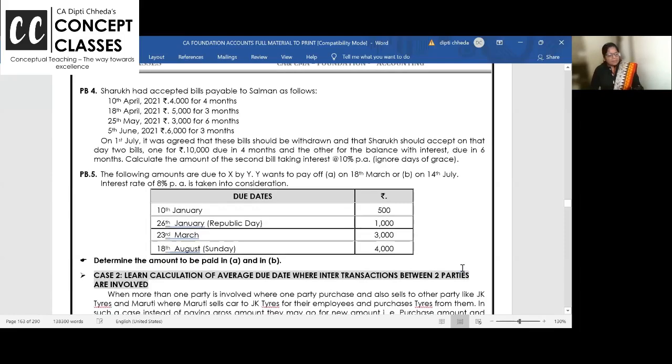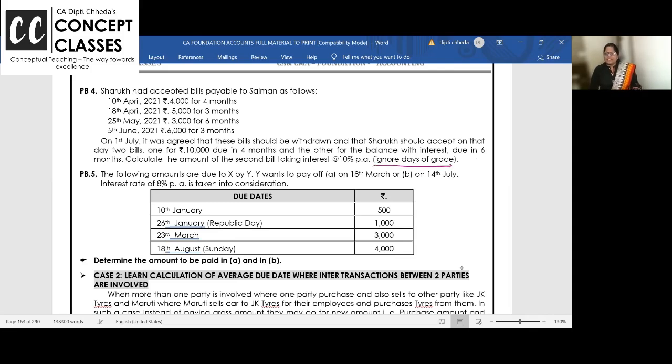Shah Rukh had accepted a bill from Salman on 10th of April, 4,000 for 4 months. 18th of April, 5,000. 25th, 3,000. 5th June, 6,000. On 1st July, it was agreed that these bills are withdrawn. So all these bills are not going to be paid on the due date, and Shah Rukh should accept on that date 2 bills. One of 10,000 due in 4 months, another along with the interest due in 6 months. So all this I will tell you, and this is beautiful.